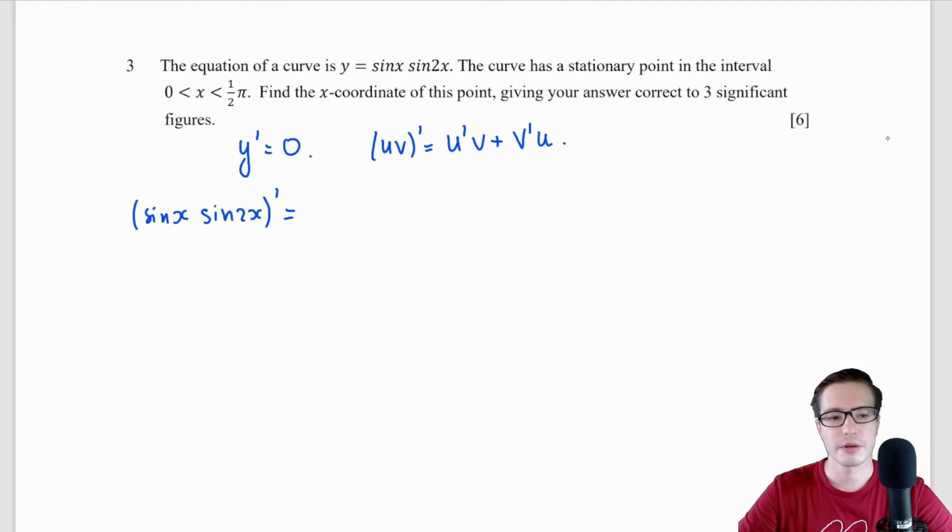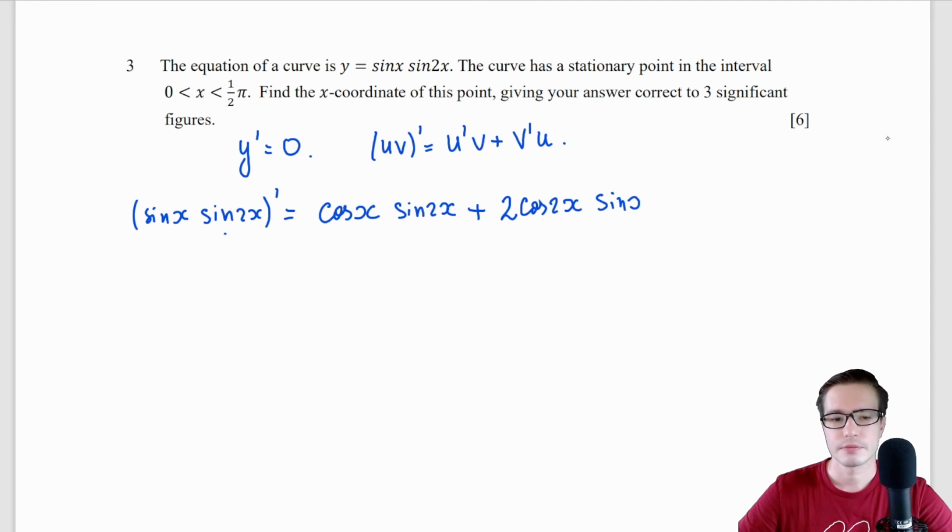Derivative of sine is cosine times sine 2x. That's my u derivative v. Now find v derivative, and we have to use the chain rule. Derivative of the outside is going to be cosine 2x times derivative of the inside, which is 2. And then we multiply by u, which is sine x. And we're going to make it equal to 0 and solve for x.